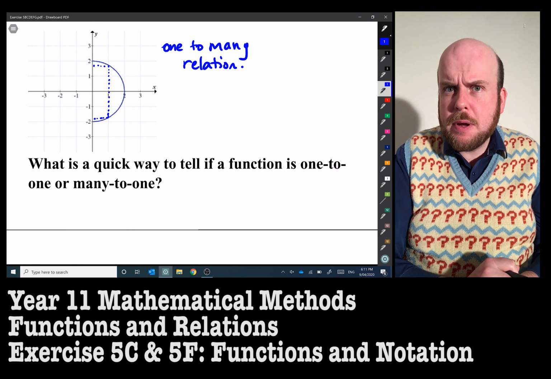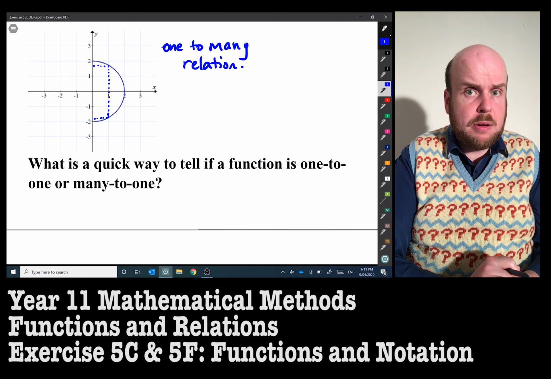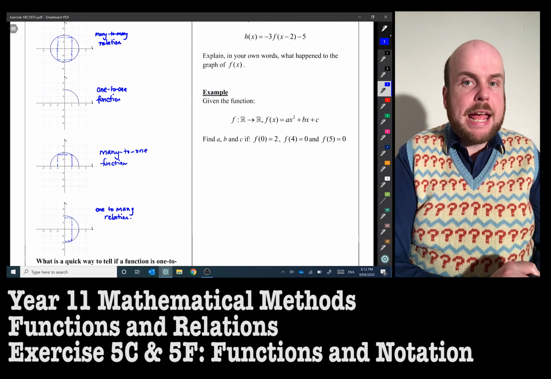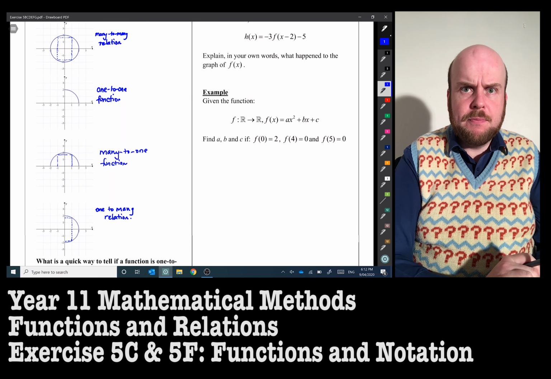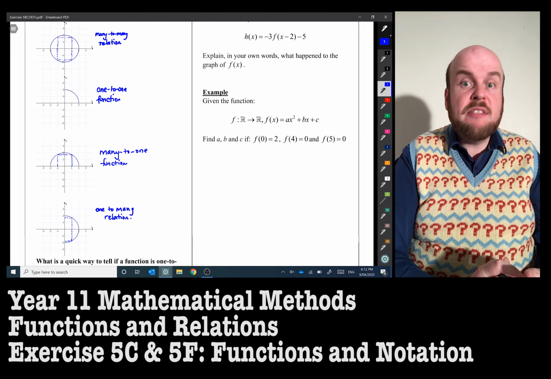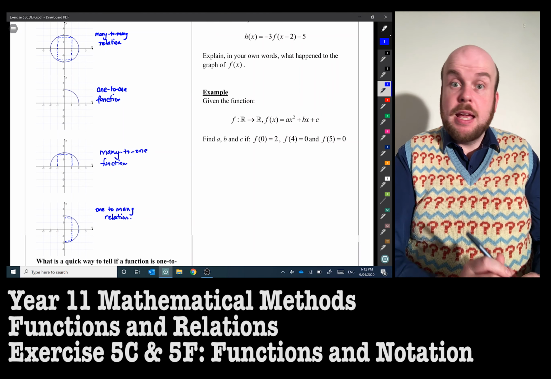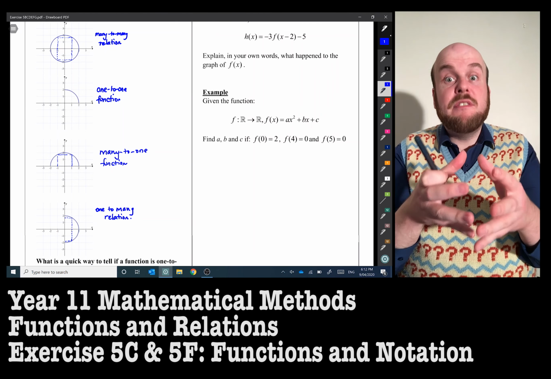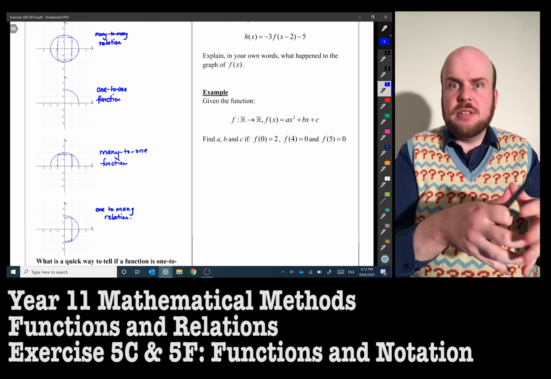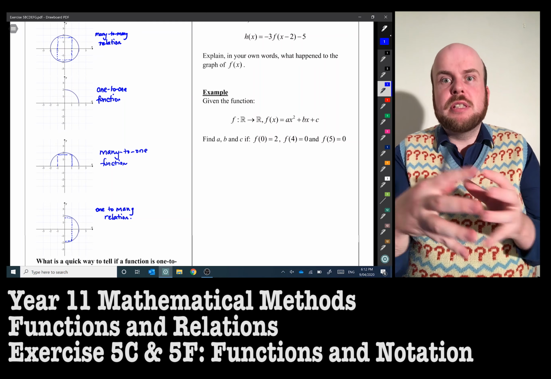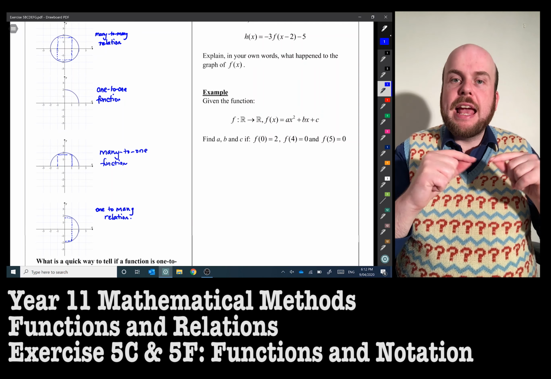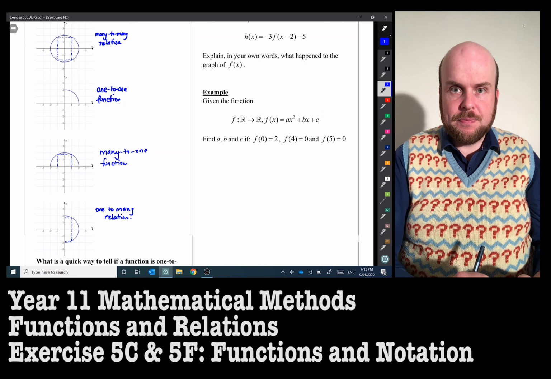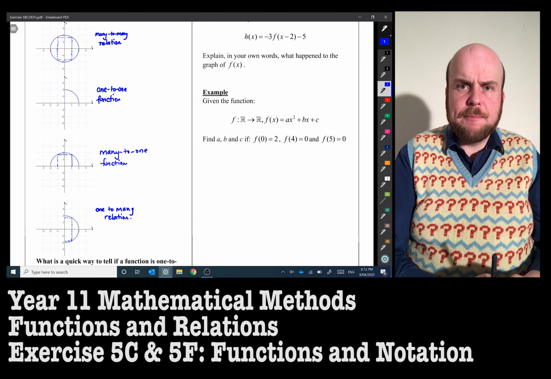What is a quick way to tell if a function is one-to-one or many-to-one? And by that same point, is there a quick way to tell the difference between a relation and a function? You'll notice there that just from the names themselves, all the functions have only one y value, and all the relations have many y values. In reality, a function is a subset of relations. In fact, all functions are relations, but not all relations are functions. Functions are a special kind of relation where the x values have a unique y value. So that's what makes them particularly different.